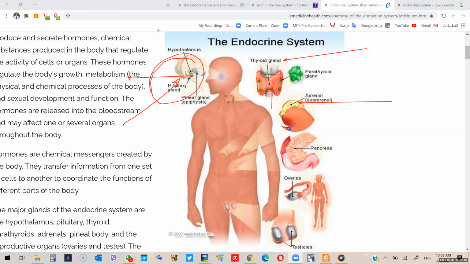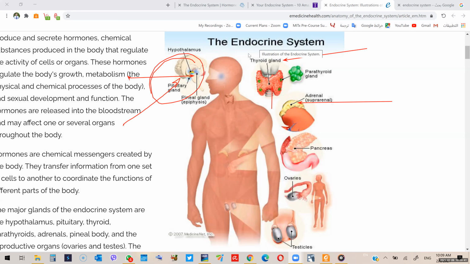Okay, so these are, as you have heard, some of the functions of the endocrine system. Of course, we have 2 pronunciations, endocrine and endocrine. Endocrine is the British pronunciation and endocrine is the American pronunciation. You can choose either of them.